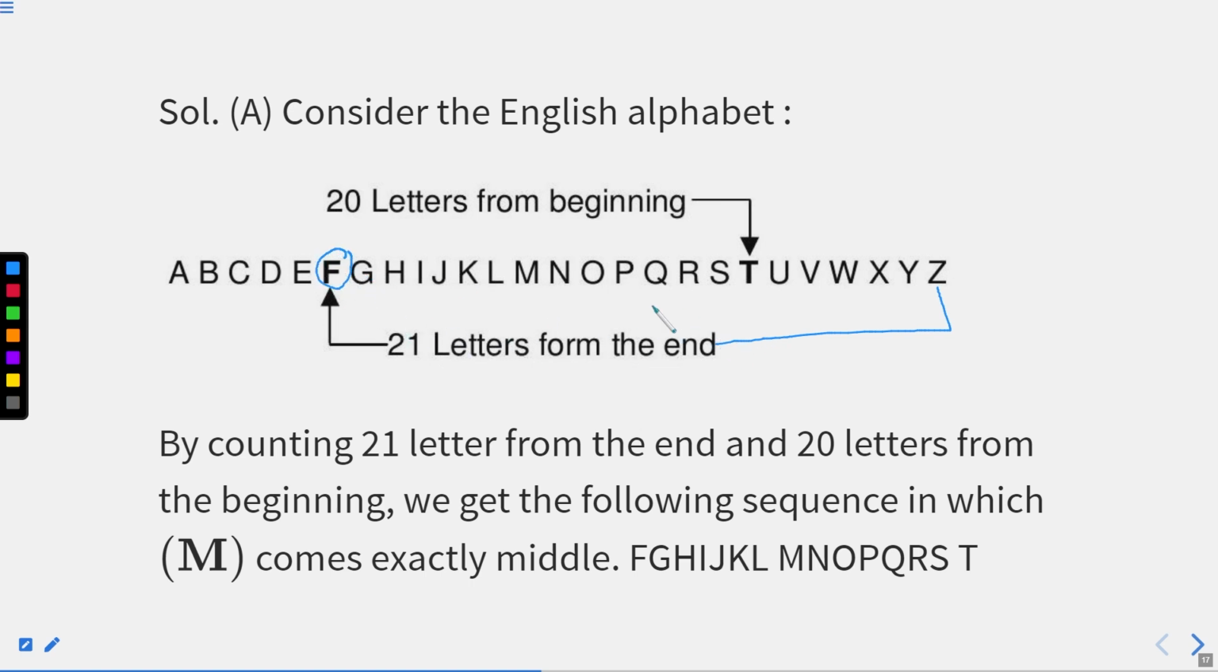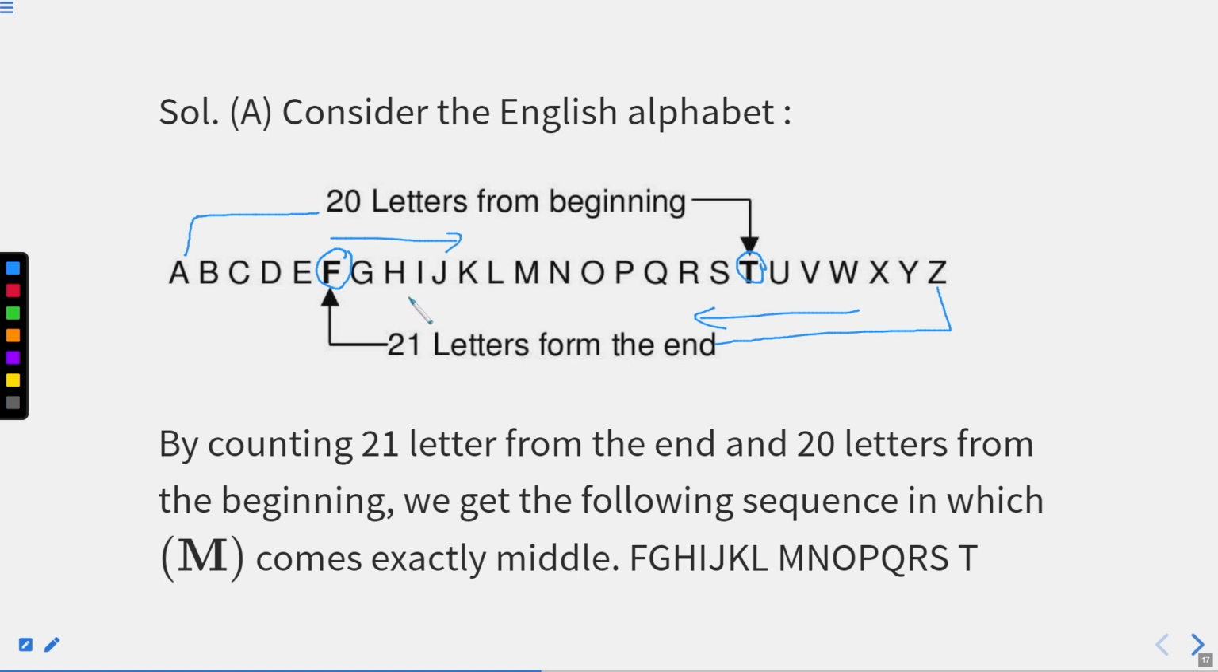I hope it is clear. We are counting in the left direction now. If we count from the A, from the beginning, and move 20 letters ahead, we are going to move to the right direction. We'll reach word number 20, that is T.